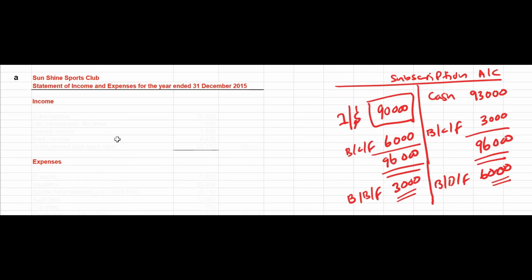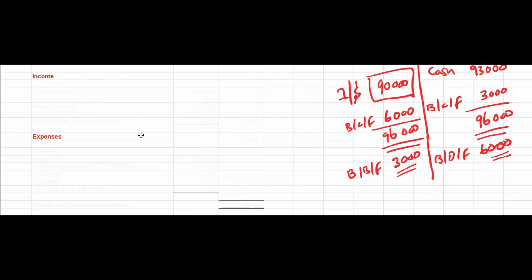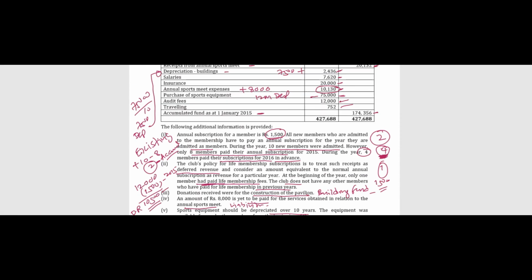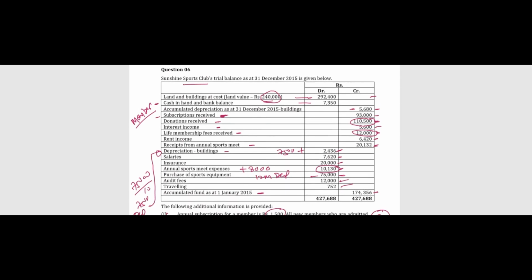Okay, so now you have the statement of income and expenses for the year ended 31st December 2005 for Sunshine Sports Club, and also you have the statement of financial position. Okay, so what I'm going to do, I'm going to take from the trial balance, okay, land and building.